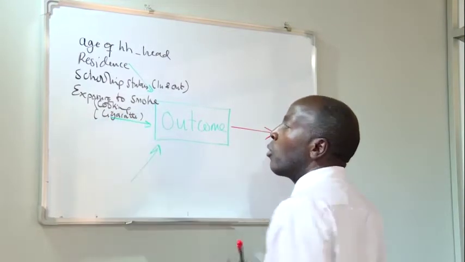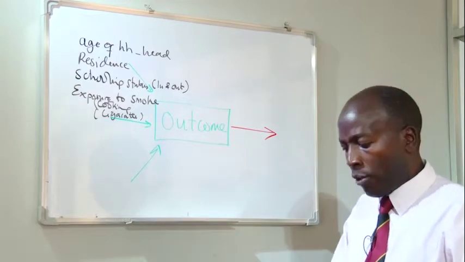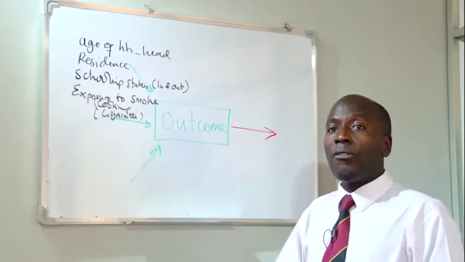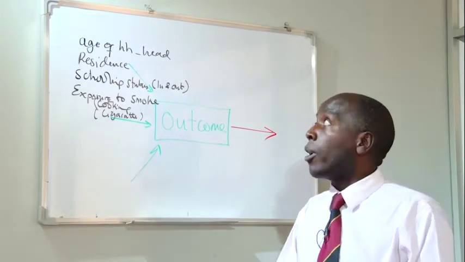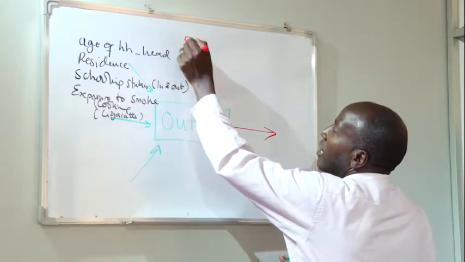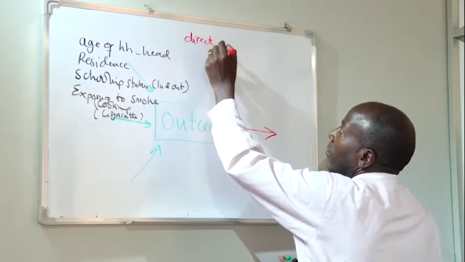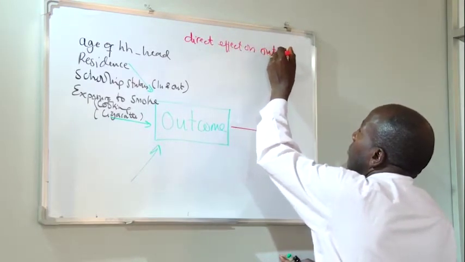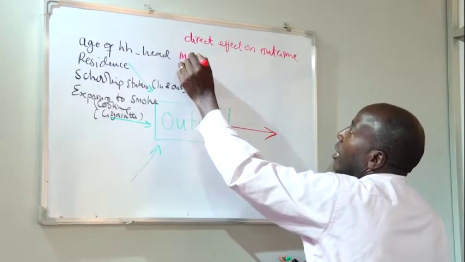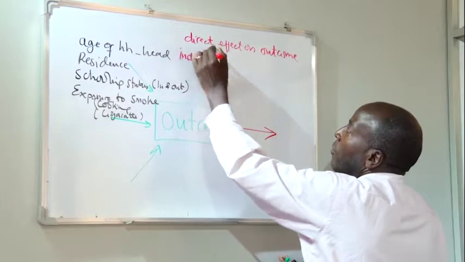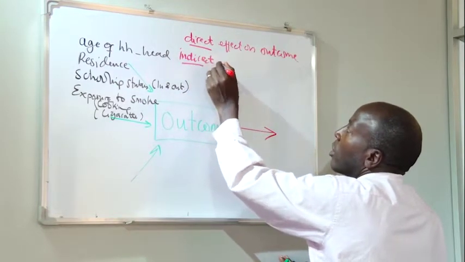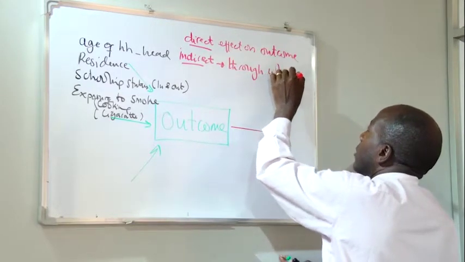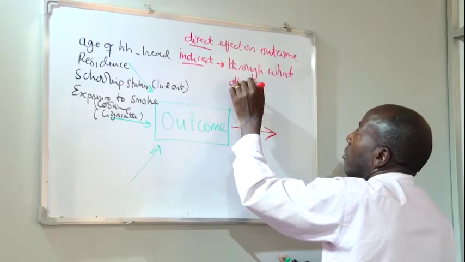So as you collect this information, as you do a literature review, also use this opportunity to correct this information. And for each that you are reviewing, find out, does it have a direct effect on the outcome, or does it have an indirect effect? If it has an indirect effect, the question is, through what other factor?